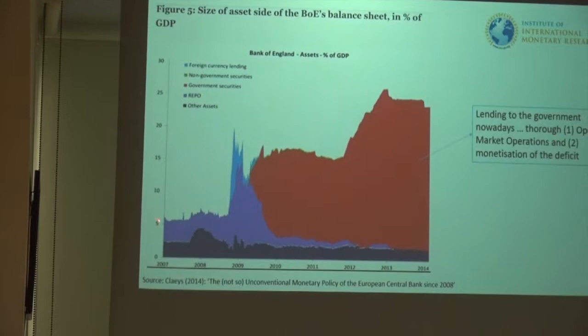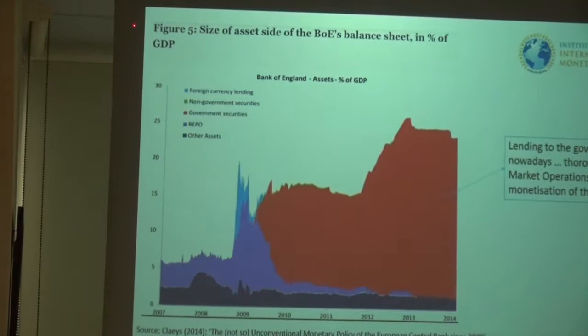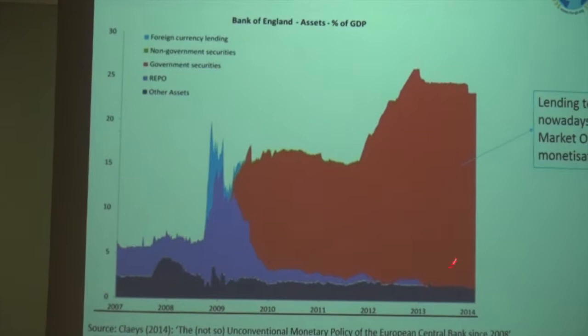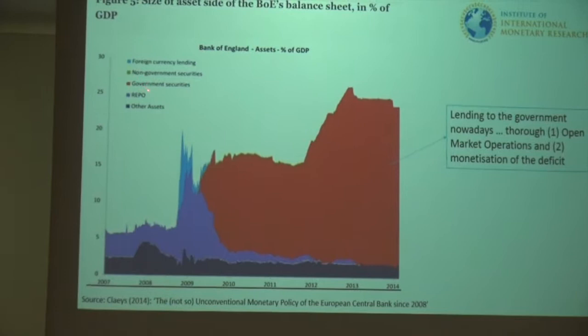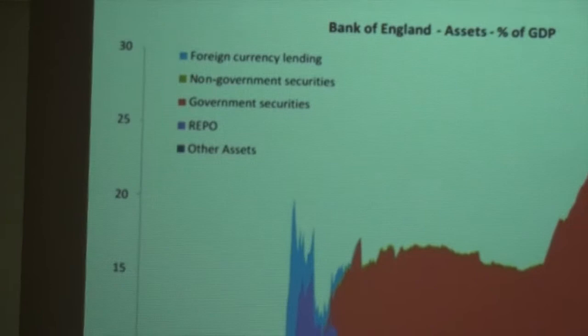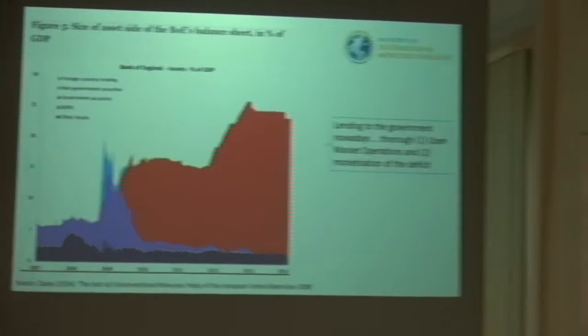This is a percentage of the GDP, the ratio of the GDP here, yeah? So you can tell that this red area increased massively during the crisis. These are government securities, government bonds, treasury bonds. So what this chart is telling you is that during the crisis, for many reasons, the Bank of England was purchasing the debt issued by the government.